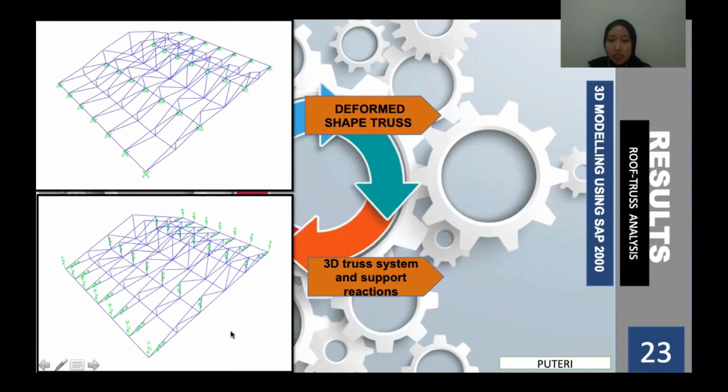And how I analyze the truss using SAP 2000 is I define the materials and frame sections of the truss, and then I insert the point load at each joint of the truss, and I run the analysis to get the reactions at the supports and also the deformed shape of the truss system. So this is the deformed shape of the truss that I get from the SAP 2000 analysis.